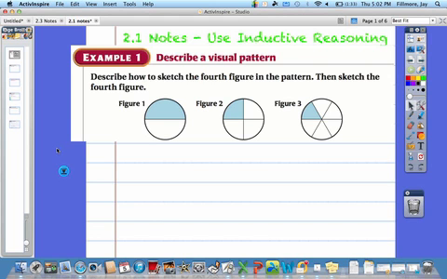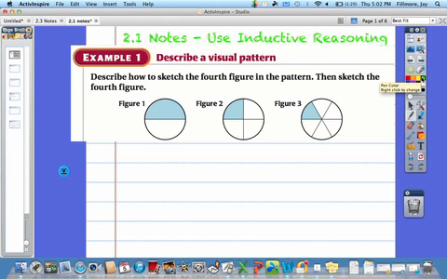This is section 2.1. We're talking about using inductive reasoning. And we already talked about this in class, but let's look at example 1 if we're describing a visual pattern, and we'll move on to numerical patterns later. It says, describe how to sketch the fourth figure in the pattern, then sketch the fourth figure.